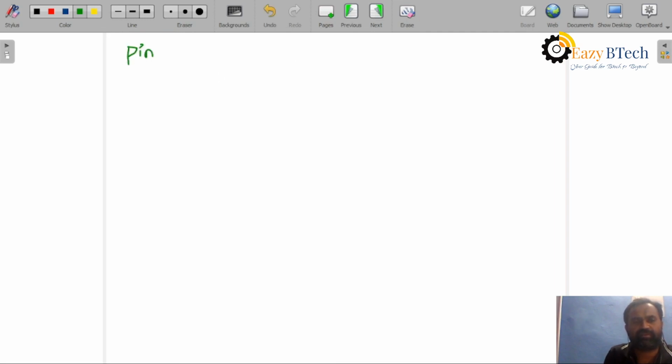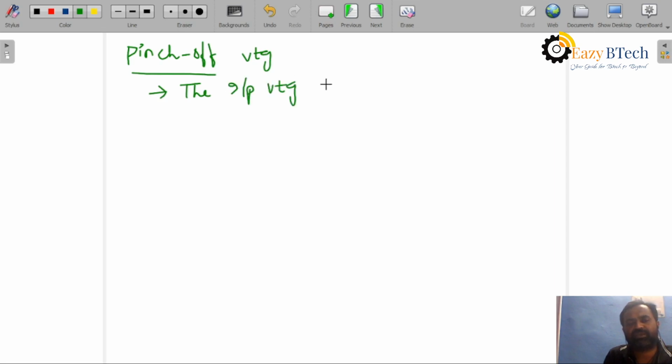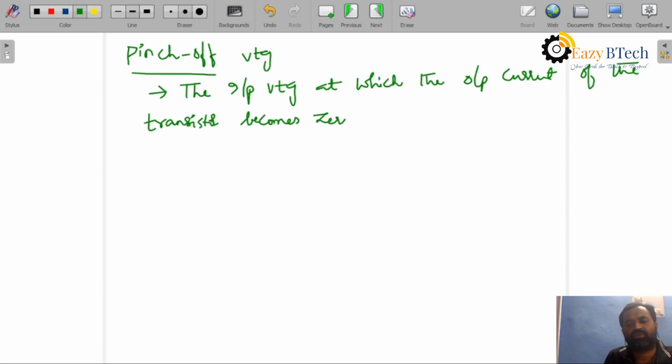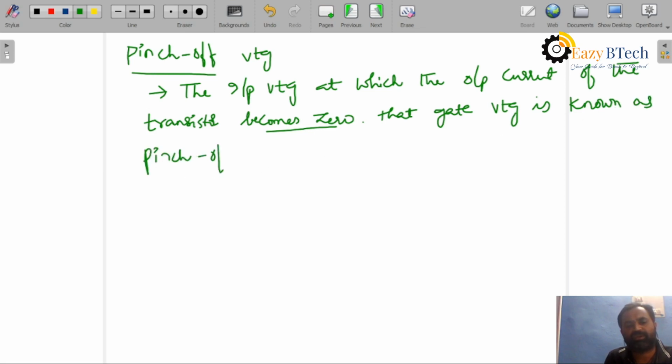Okay, pinch off voltage. The input voltage at which the output current of the transistor becomes zero, that gate voltage is known as pinch off voltage. It is represented as VP.